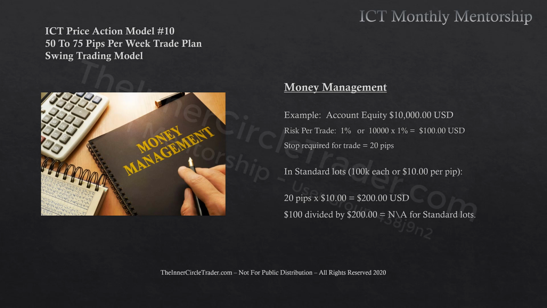And finally, using standard lots, with $10,000 of our hypothetical account balance, 1% risk, $100, 20 pips required. Using a standard lot, it's 100K leverage, or $10 per pip. If we're using a 20 pip idea or framework and each pip is worth $10, it's $200 risk. That's immediately over the amount of risk that we can have for 1%. So in this case, $100 divided by $200, it's not applicable for standard lots.